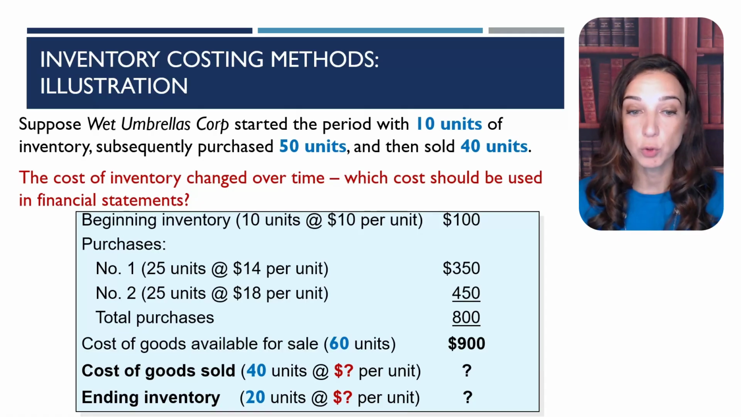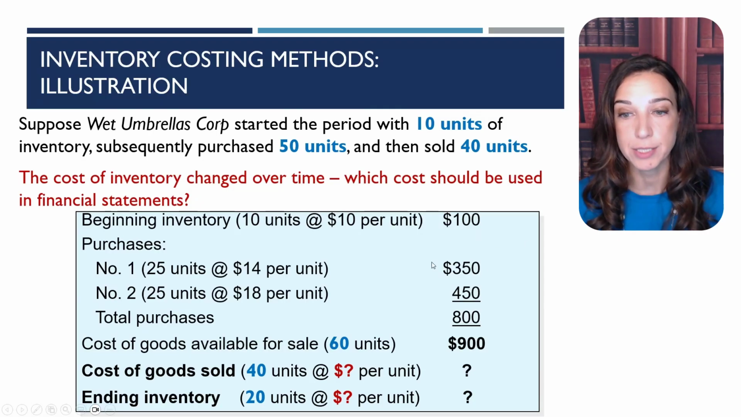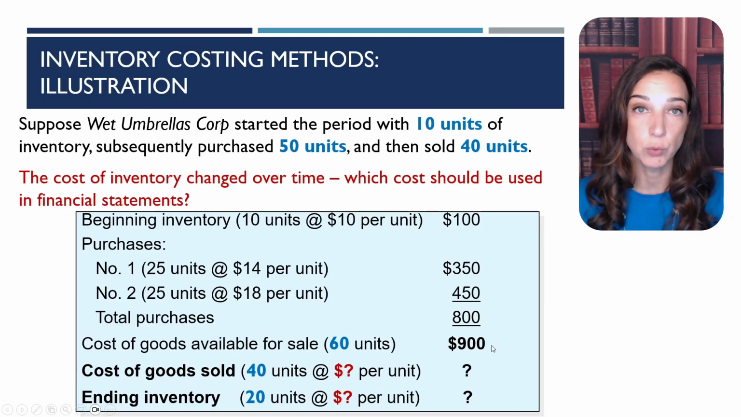So total cost of goods available for sale, which is of course our beginning inventory plus the purchases, is going to equal $900. How are we going to allocate it to the cost of goods sold? That is based on the 40 units that are sold versus the ending inventory, which are the 20 units that are remaining.